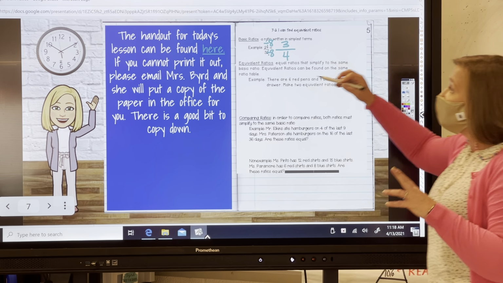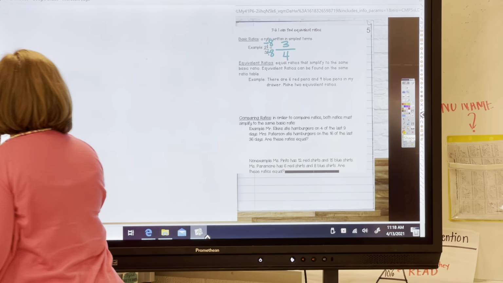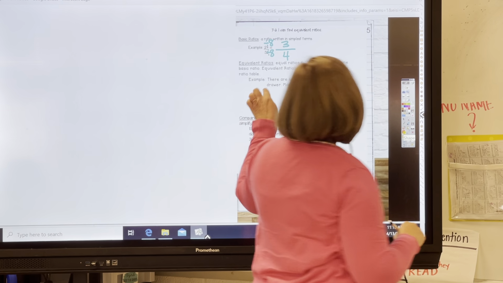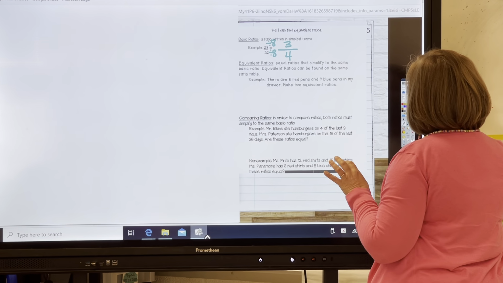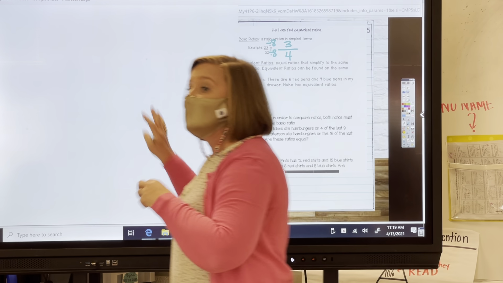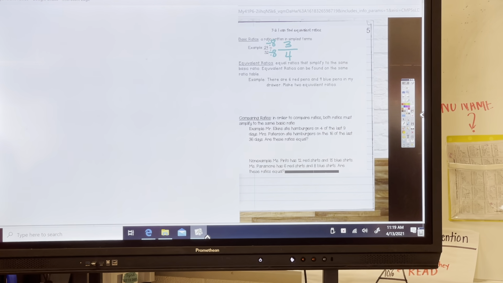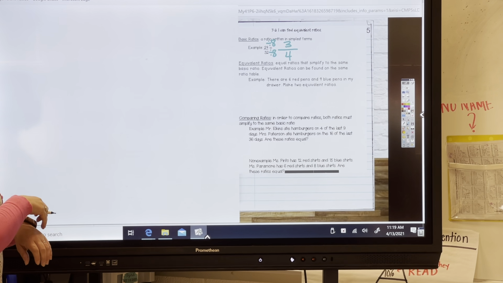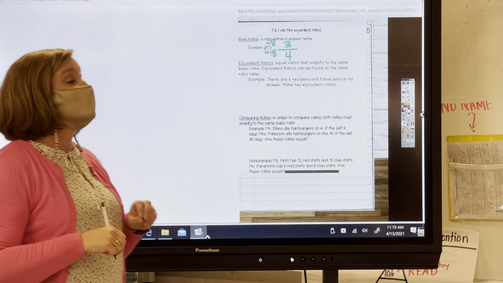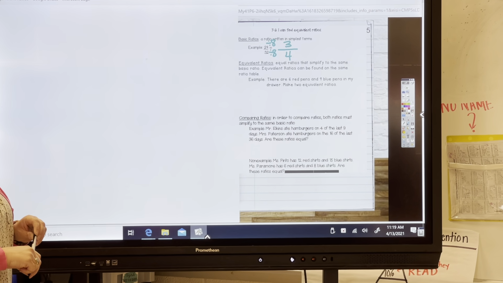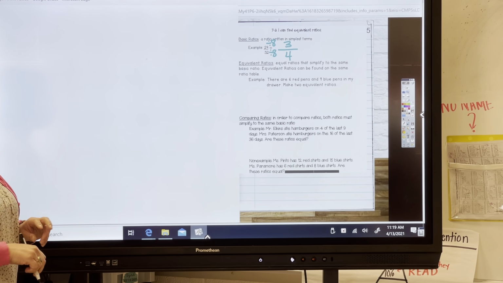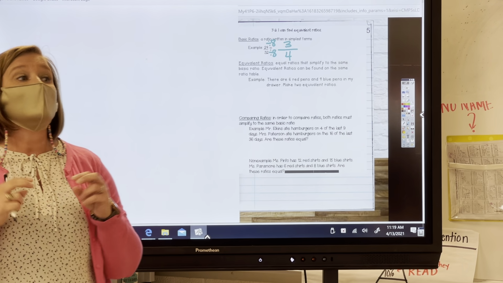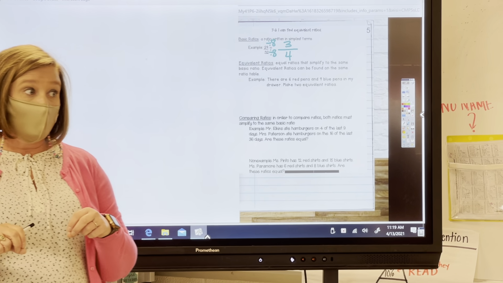So, I'm going to write over here on the side just so that everybody can see. You have room right here to write. It's just that the people in the back, it's harder for them to see if I don't write over here bigger because the plexiglass has such a glare, okay? So, equivalent ratios are equal ratios that simplify to the same basic ratio. Equivalent ratios can be found on the same ratio table. So, we're going to do this as a ratio table, okay?